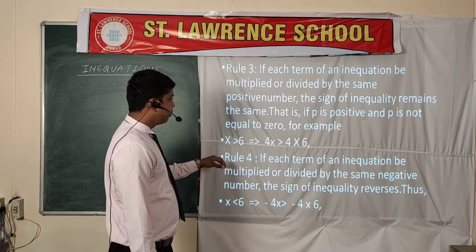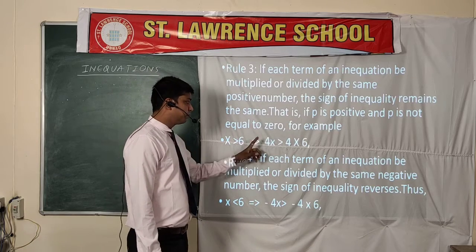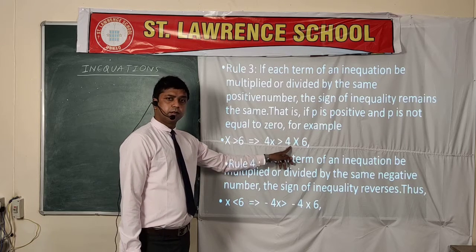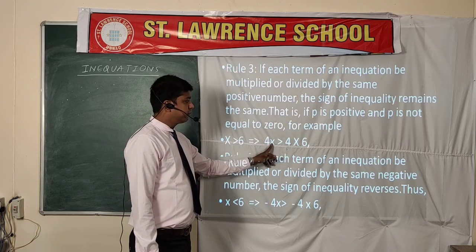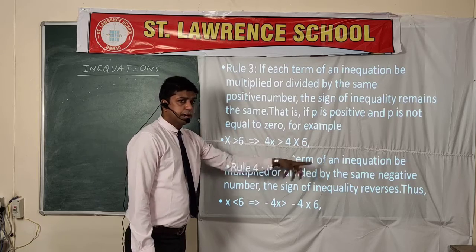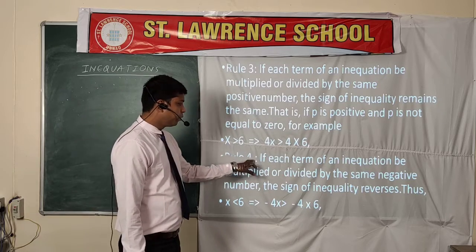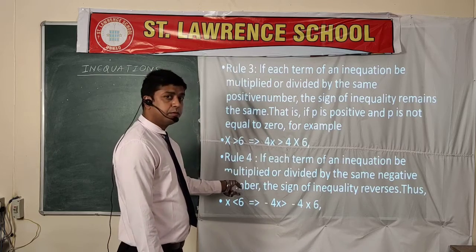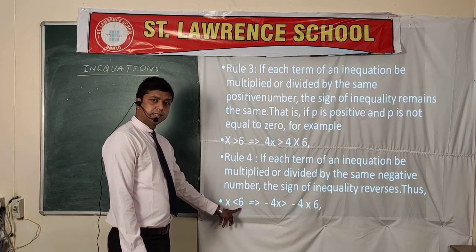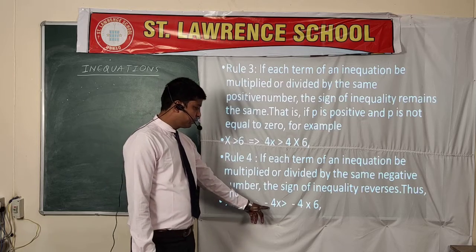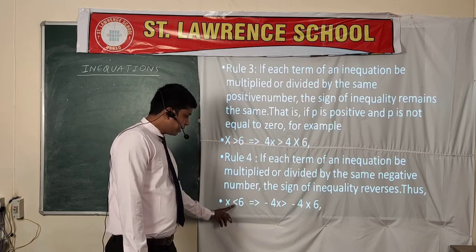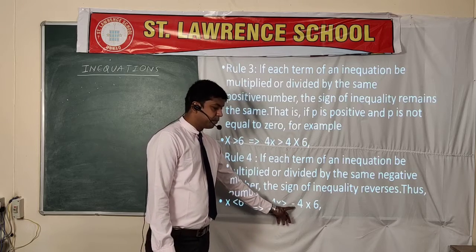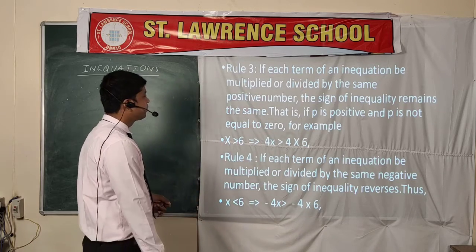And in the same way, if we multiply or divide with a negative number, suppose minus 4 is multiplied on the left hand side and minus 4 is multiplied on the right hand side, then minus 4x will become what? Less than 4 into 6. You can see here rule number 4, if each term of an inequation is multiplied or divided by the same negative number, you see, x is less than 6 they have written, multiplied by minus 4, then the inequality sign that was less than has become what? Greater than. Minus 4x is greater than minus 4 into 6.